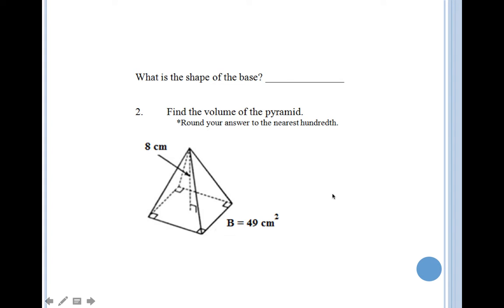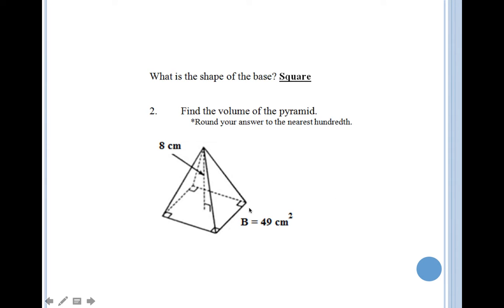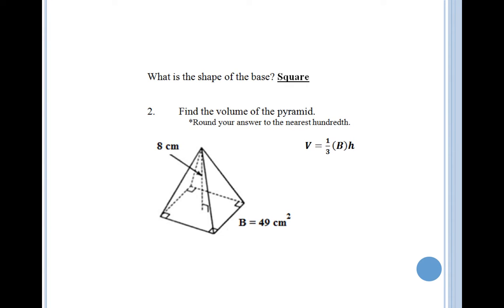Next one. What's the shape of this base? Well, it's square. So in order to find the volume of this one, based on the things I'm given, this big B stands for the area of the base. I love when it gives you this big B because that is giving you the area of the base, so you don't have to figure it out. It's nothing extra to your formula. So you're going to use that original formula, 1/3 BH, because B, the area of the base, is 49. It's already done for me. It's like skipping a step.